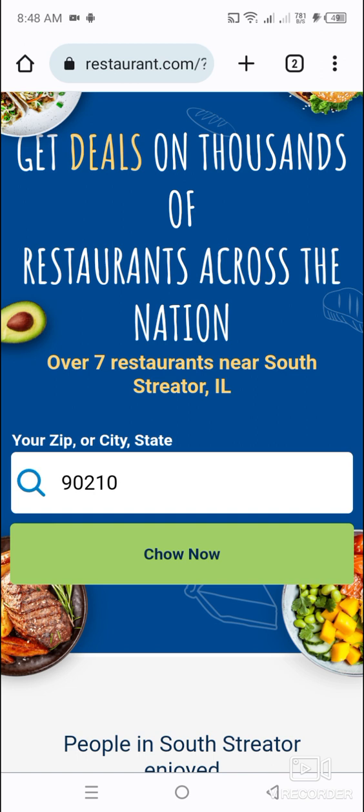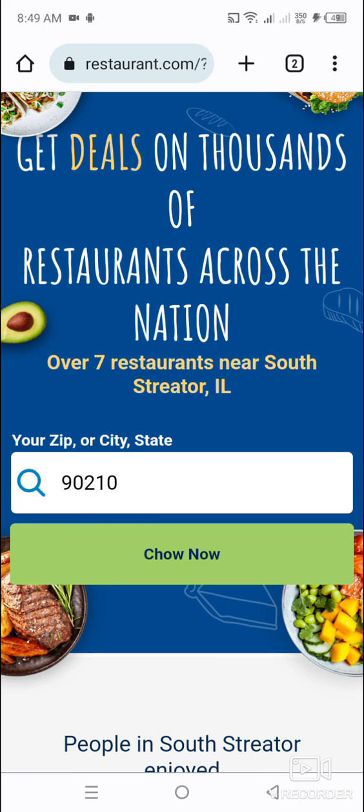Customers or diners can search for a restaurant when they go on restaurant.com. They can search for restaurants either by city, state, or zip code, or even the food type that they're looking for. For example, if they're in the mood to have Italian cuisine, Asian cuisine, or pizza or burger or seafood, they can just type that in on the search bar of restaurant.com and get the results.